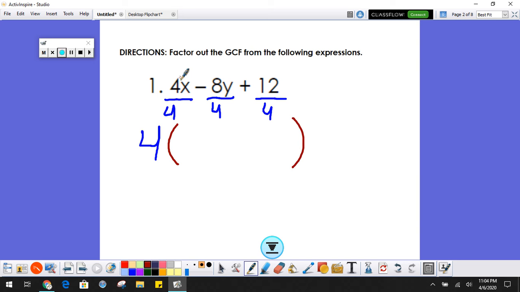4 divided by 4 at the beginning is 1 with x, so 1x. Negative 8 divided by 4 is negative 2, and the y is not divided, so I still have a y there. And then positive 12 divided by 4 is 3. Messed up my own handwriting. Hey guys, this is the answer for number 1, so you can pause the video now and do number 2, or you can keep watching.